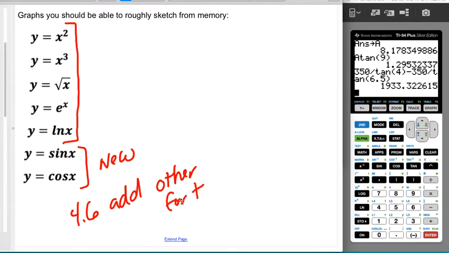That's not how you spell 4 that I want to spell. 4 trig functions. Okay. All right. So it's worth having, it doesn't have to be a perfect sketch, but you should have a rough idea what these graphs look like. Okay.